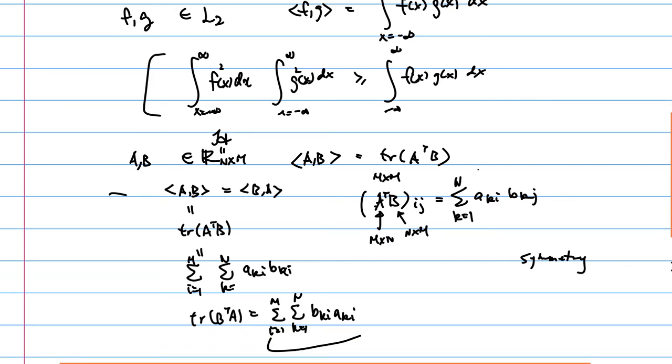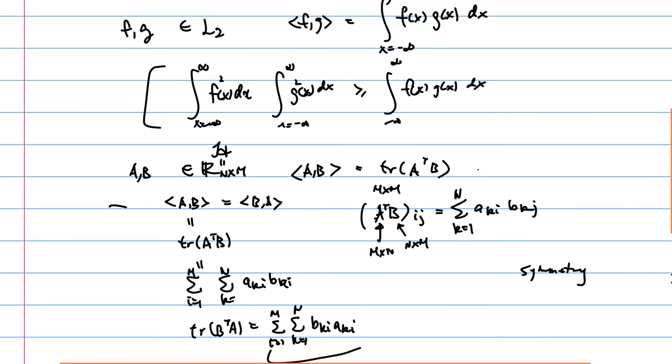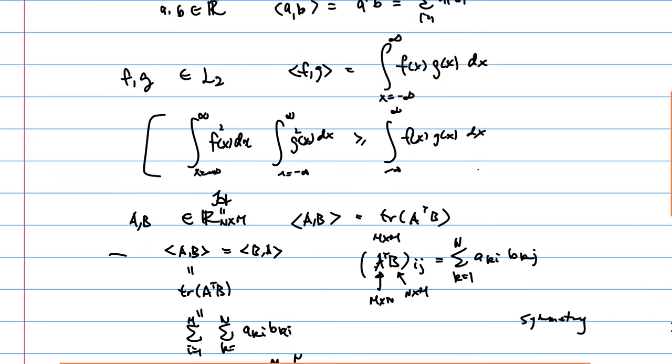Actually, we didn't write down the inequality. The Cauchy-Schwartz inequality in this case will become trace A transpose A multiplied by trace B transpose B is bigger than or equal to trace A transpose B squared.